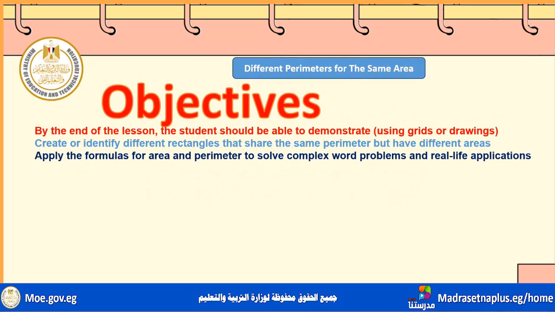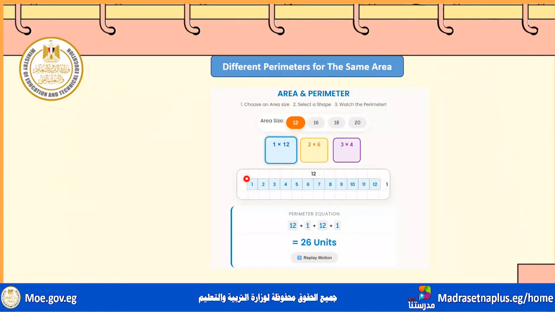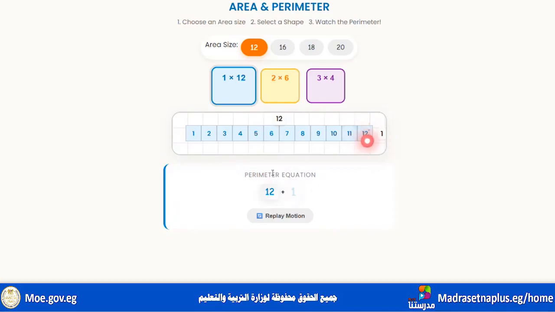By the end of this, you should know something about area and perimeter. First, you should be able to demonstrate, using grids or drawing, how to create rectangles with different areas and the same perimeter, or the opposite, different perimeters and the same area. At the end of this lesson, you should know how to multiply any number by multiples of 10 and so on. Now let's study something about area and perimeter.